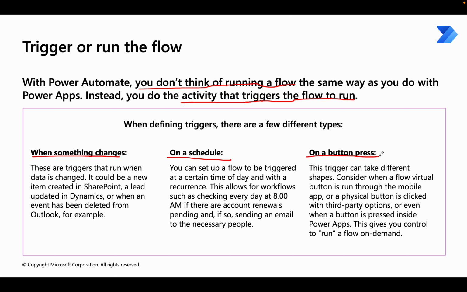The last one is triggered, in most times, by users. So a user may use some applications or some devices, for example your mobile apps, then click some button, or click some menu function, then trigger your flow. Okay, so there are three types of triggers.